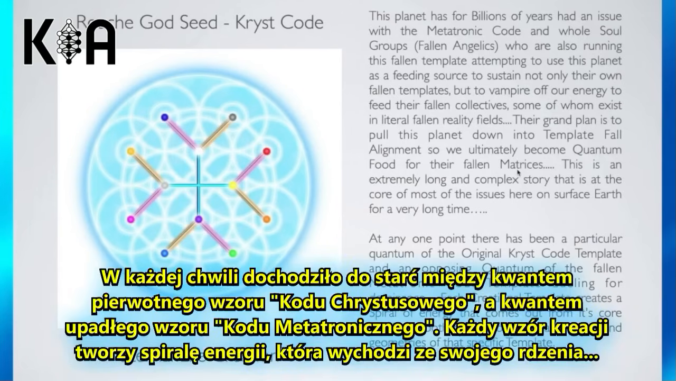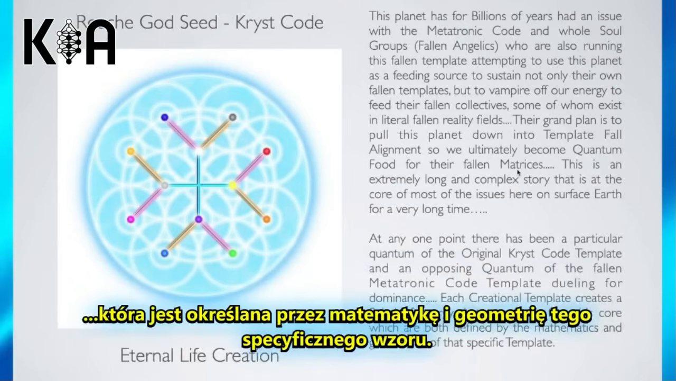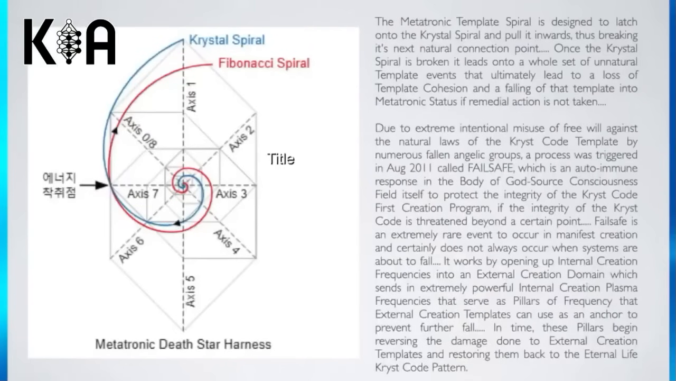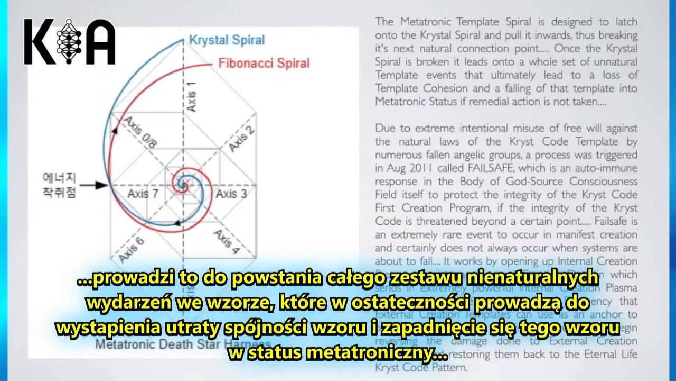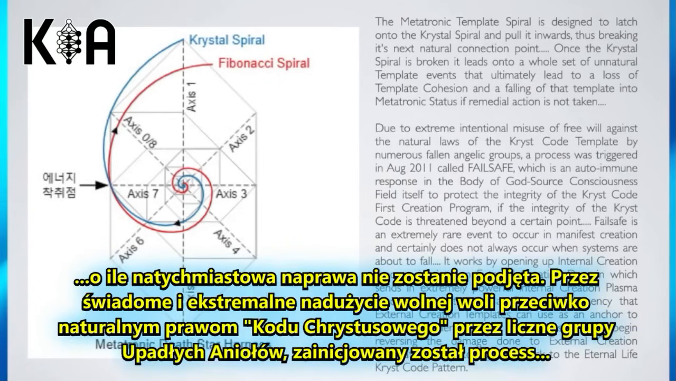At any one point, there's been a particular quantum of the original Christ code template and an opposing quantum of the fallen Metatronic code template, dueling for dominance. Each creational template creates a spiral of energy that comes out from its core, which are both defined by the mathematics and geometries of that specific template. So the Metatronic template spiral is designed to latch onto the crystal spiral and pull it inwards, thus breaking its natural connection point. Once the crystal spiral is broken, it leads onto a whole set of unnatural template events that ultimately leads to a loss of template cohesion and a falling of that template into Metatronic status if remedial action is not taken.